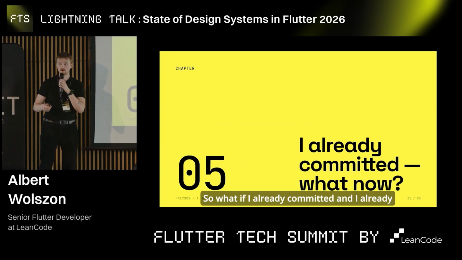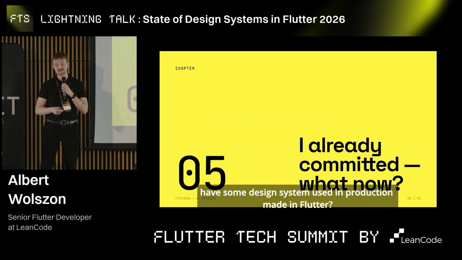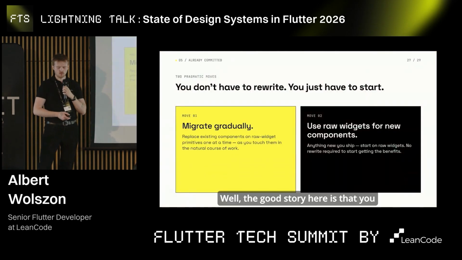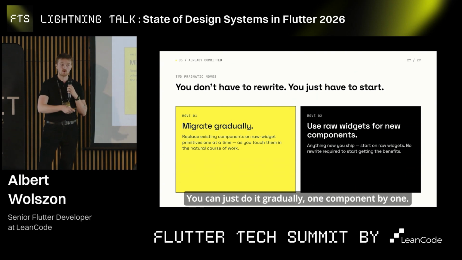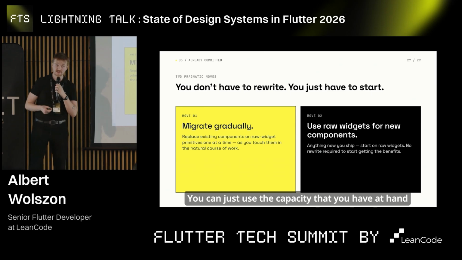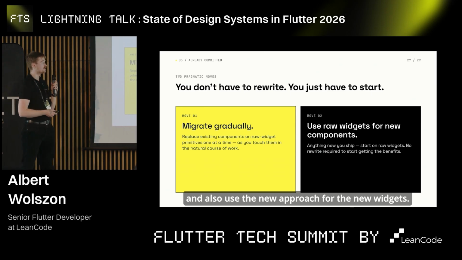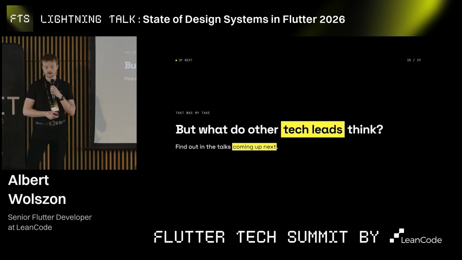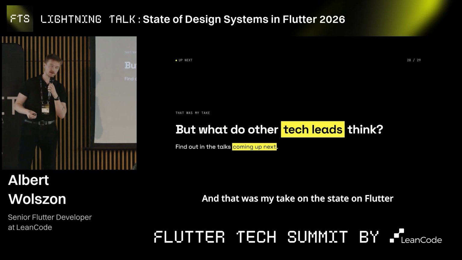So what if I already committed and I already have some design system used in production, made in Flutter? Well, the good story here is that you don't have to migrate right away. You can just do it gradually, one component at a time. There's nothing that really forces you to do a big migration. You can just use the capacity that you have at hand and also use the new approach for the new widgets. So there's that.